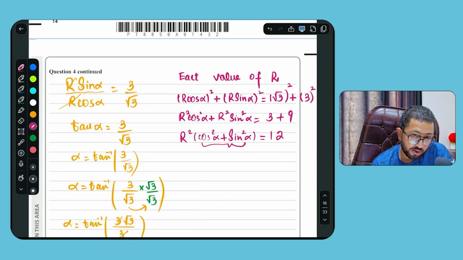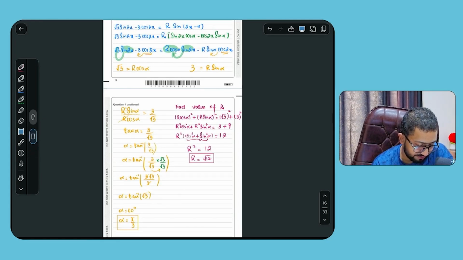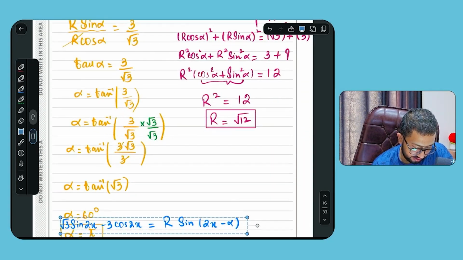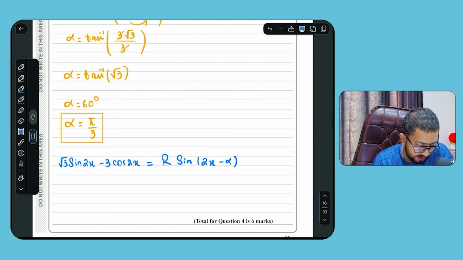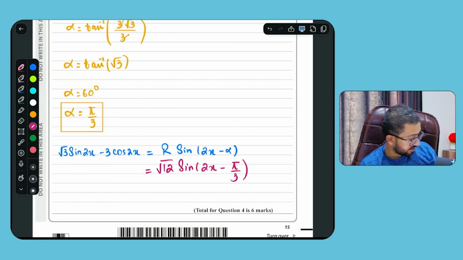So this will be equal to 1. Sine square plus cos square equal to 1. So r square equal to 12. The value of r will be square root 12. No need to put plus minus. r is always positive. That is our final answer of this question. I just want to find r and alpha value. How to write the final answer at the end, beta, everyone knows. Sir, r is square root 12 and alpha is pi by 3.